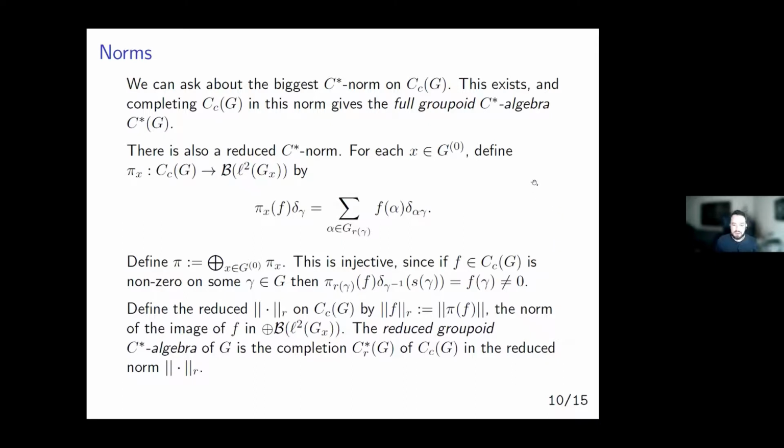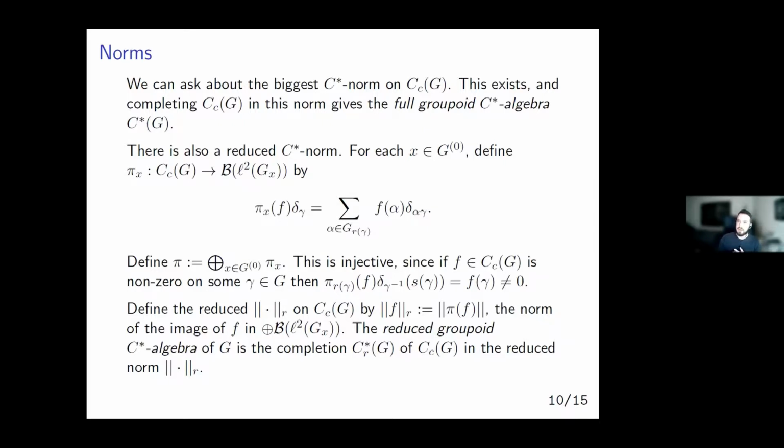So then we define a norm on the compactly supported functions on the groupoid by taking the norm we get from applying this representation. This representation has a norm in this direct sum of bounded operators on this Hilbert space. This norm exists because, as I didn't mention before, some major examples of C-star algebras, probably the biggest one, is the bounded operators on a Hilbert space. This is always a C-star algebra with the operator norm.